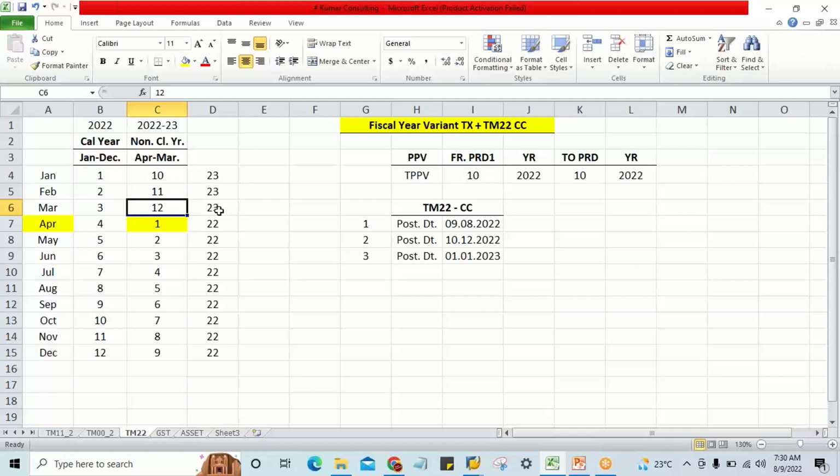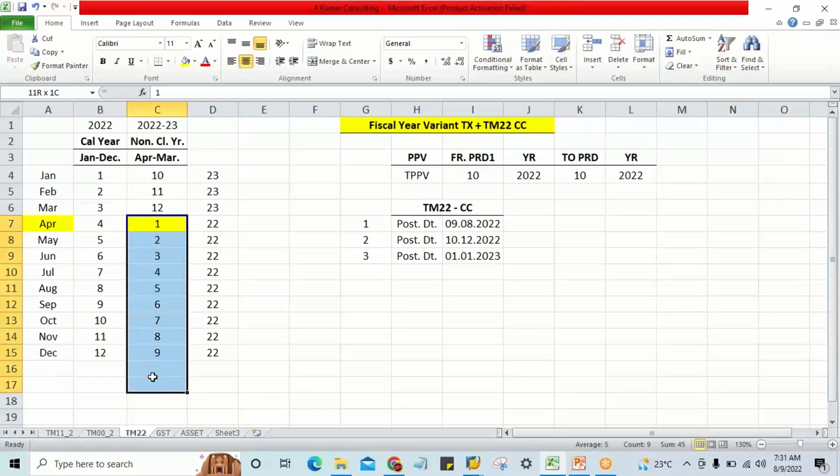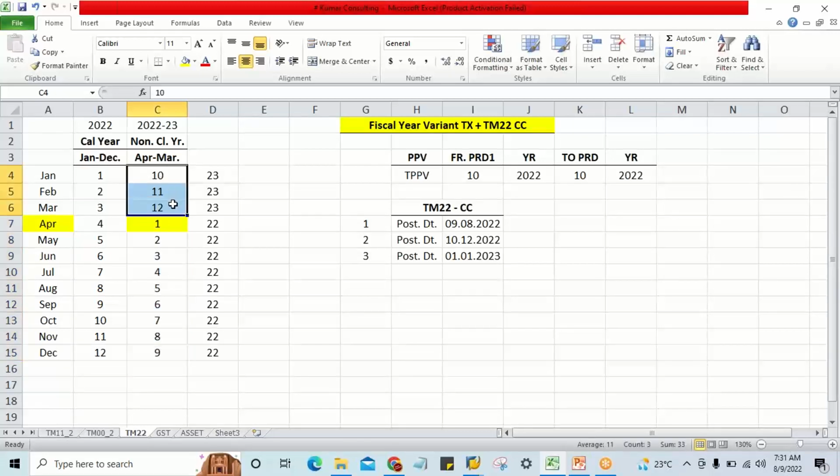The actual 23 is going to start from 1st of April onwards, right? Till 31st of March 2023, we are in 22 itself, because we are using a non-calendar year. So certain periods are falling in 22, and the remaining three months fall under 23 as per the calendar year. But non-calendar year means these three are also part of 22 itself, right?